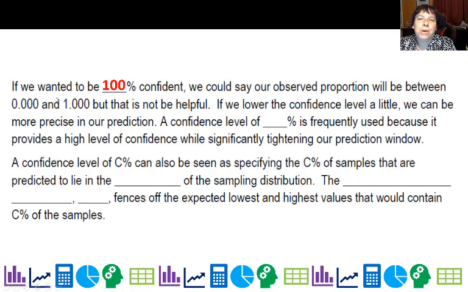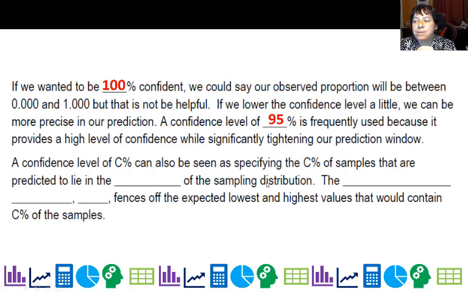If I say, what fraction of the beads are black, and I say it's anywhere from 0 to 1, then I haven't really impressed you. But if I lower my confidence level a little bit, and I'll talk more about that, we can be more precise in our prediction. In fact, a confidence level of 95% is frequently used. It provides a pretty high level of confidence and significantly tightens our window.